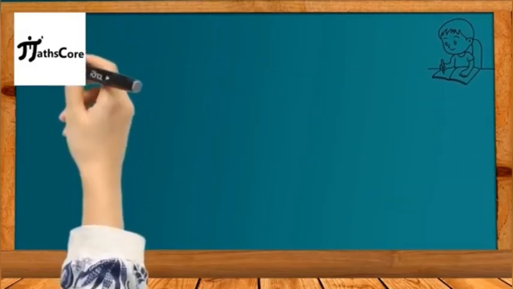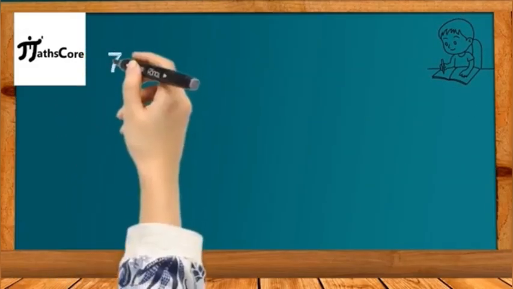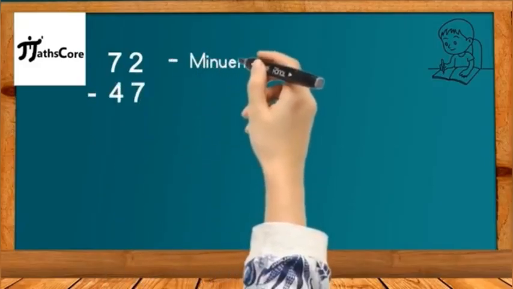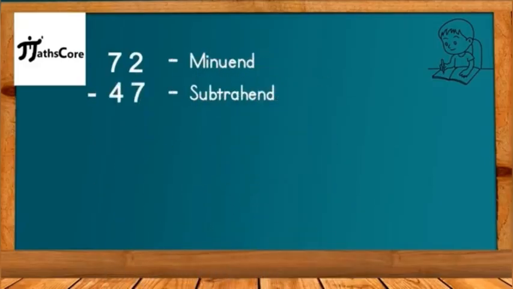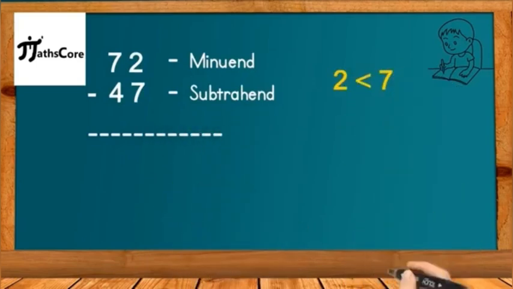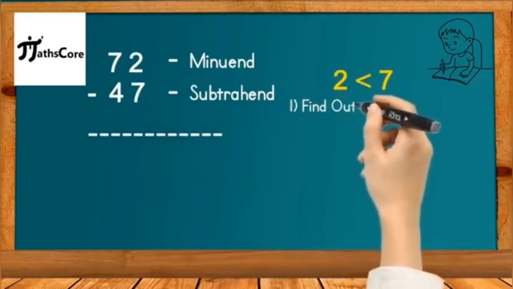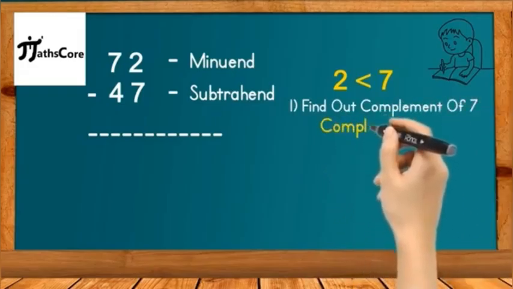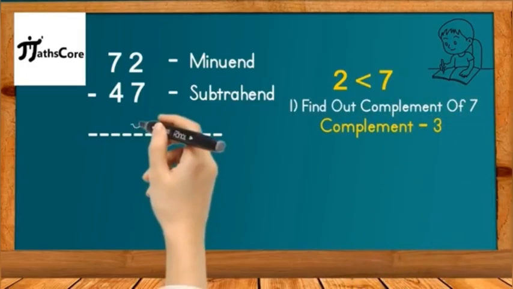Let's solve second example on it. Example is 72 minus 47. In this example, 72 is minuend and 47 is subtrahend. If you observe unit place digit of minuend and subtrahend, then you will get 2 is less than 7, means minuend is less than subtrahend. So apply first step on it. Find out complement of 7, which is 3. So write down this 3 below 7.